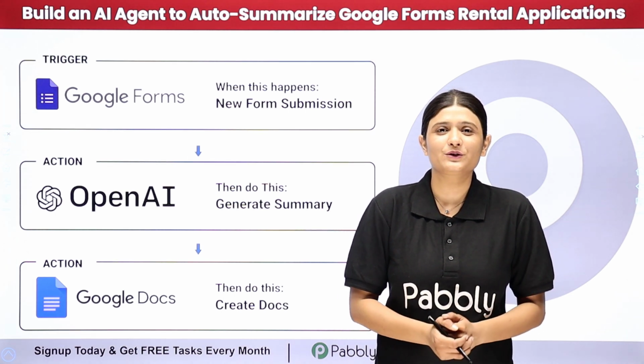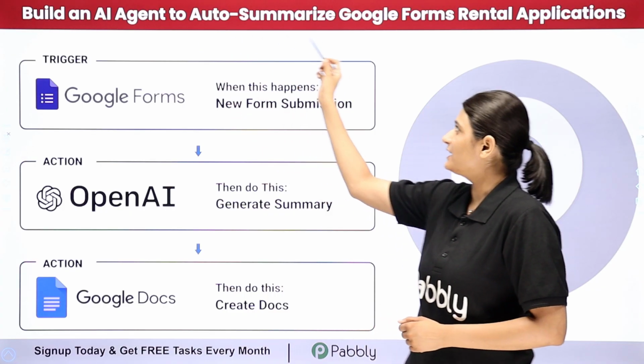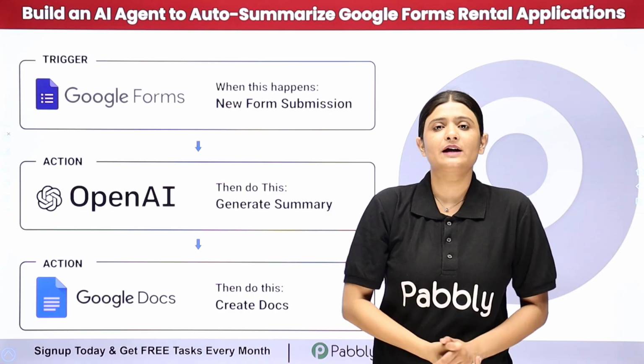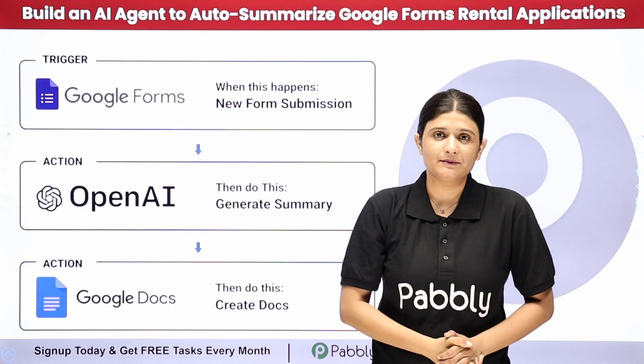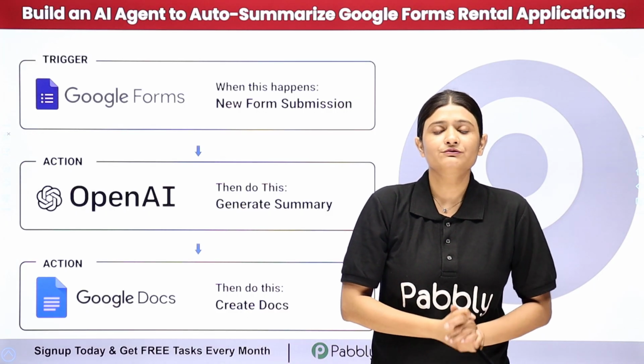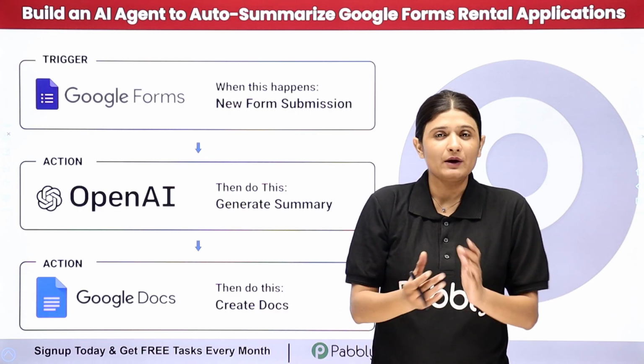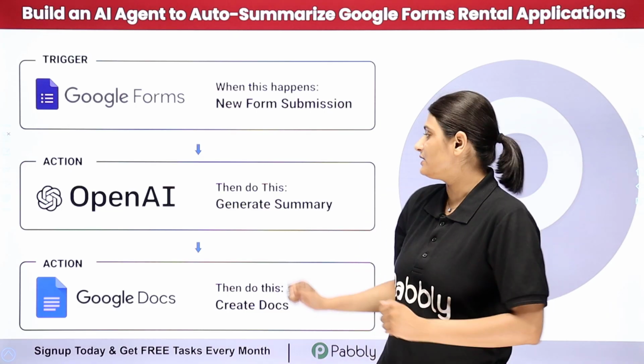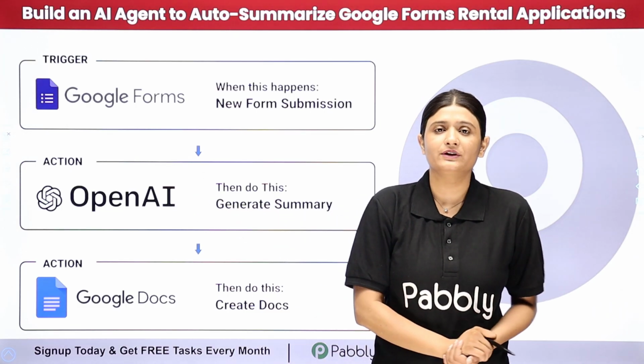In this video, we are going to learn how to build an AI agent to auto-summarize Google Forms rental applications. Let's suppose I am running a real estate agency and I am receiving many form submissions for my rental properties. Now I want that whenever there is a new form submission, the summary should be automatically generated for this form submission with the help of an AI agent.